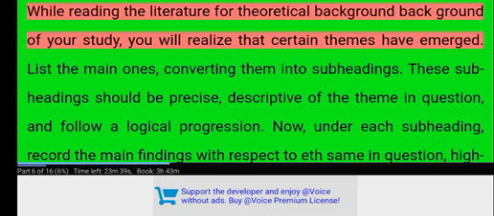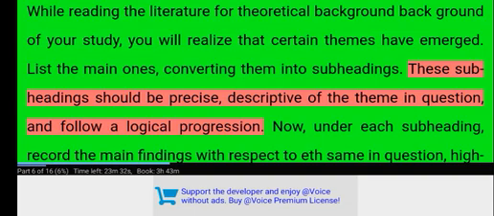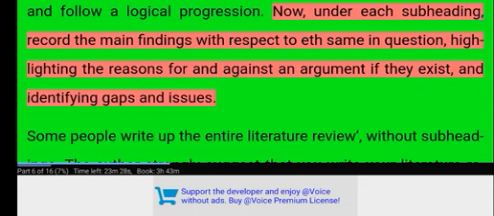While reading the literature for theoretical background of your study, you will realize that certain themes have emerged. List the main ones, converting them into subheadings. These subheadings should be precise, descriptive of the theme in question, and follow a logical progression. Now, under each subheading, record the main findings with respect to that theme in question, highlighting the reasons for and against an argument if they exist, and identifying gaps and issues.